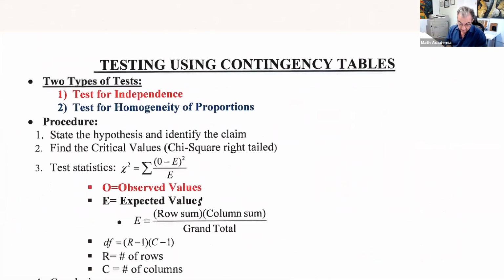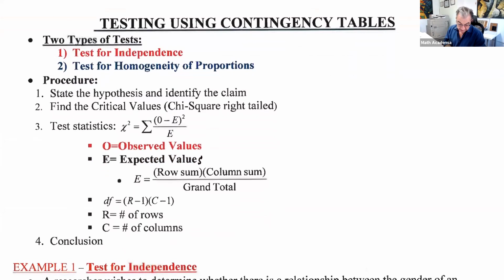With these tables, we always have two types of tests. So one is test for independence, and the other one is test for homogeneity of proportions. You have to be careful which test the problem is asking because they work exactly the same way, although the claims are not written the same way, but the procedure is the same. What is the procedure? The first is state the hypothesis or identify the claim. Basically, you write the claim, and I will go over an example. Find the critical values.